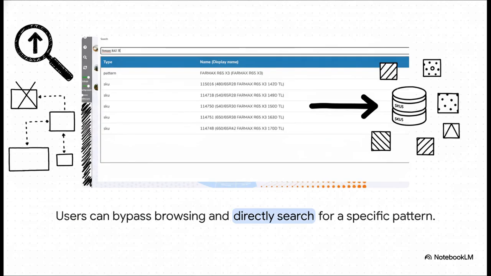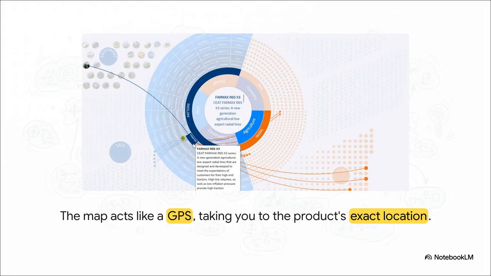So, for example, a user could just skip the visual browsing entirely and type Pharmax R65X directly into the search bar. The system then immediately pulls up every single match, all the way from the general pattern down to the specific SKUs. Then you just select the one you want, and the map acts just like a GPS, zooming you directly to that product's exact location. And the cool thing is, you don't just find the item, you instantly see where it fits into the whole bigger picture.